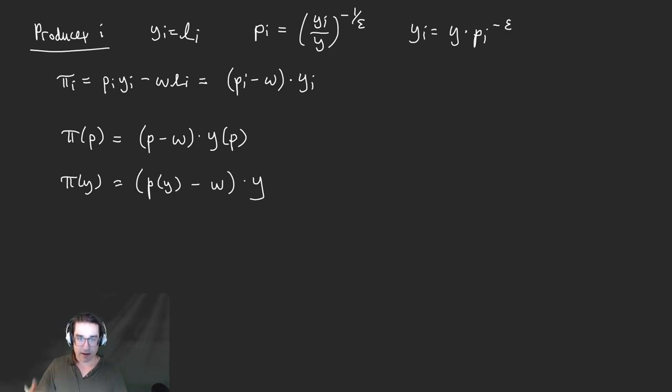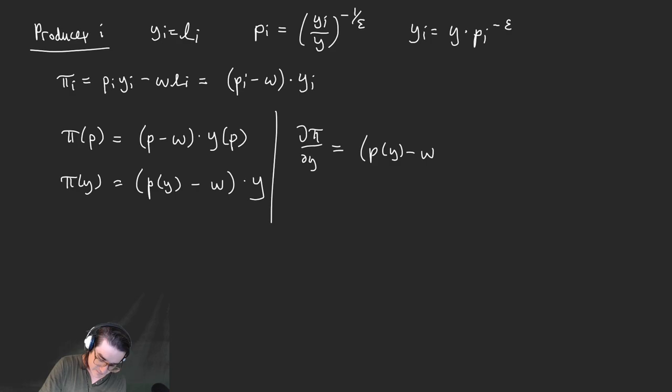We'll do it for a general p of y function, a general inverse demand function. So del pi del y. It's a partial derivative, though also a total derivative since there's only one argument. We take the derivative of the first times the second, which is just one. Plus the derivative of the first, where w is constant and drops out, so we get p prime of y times y. And that should be zero.